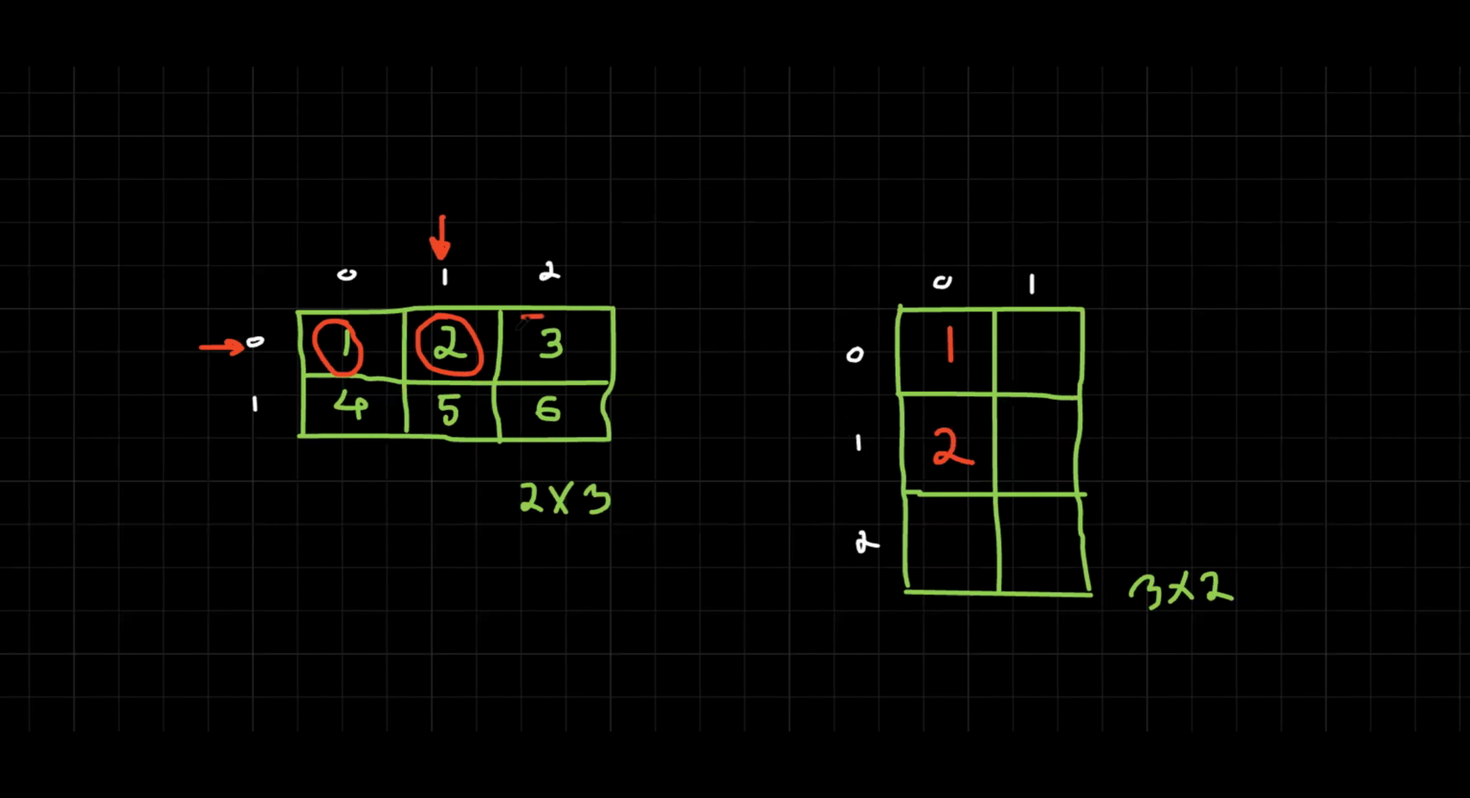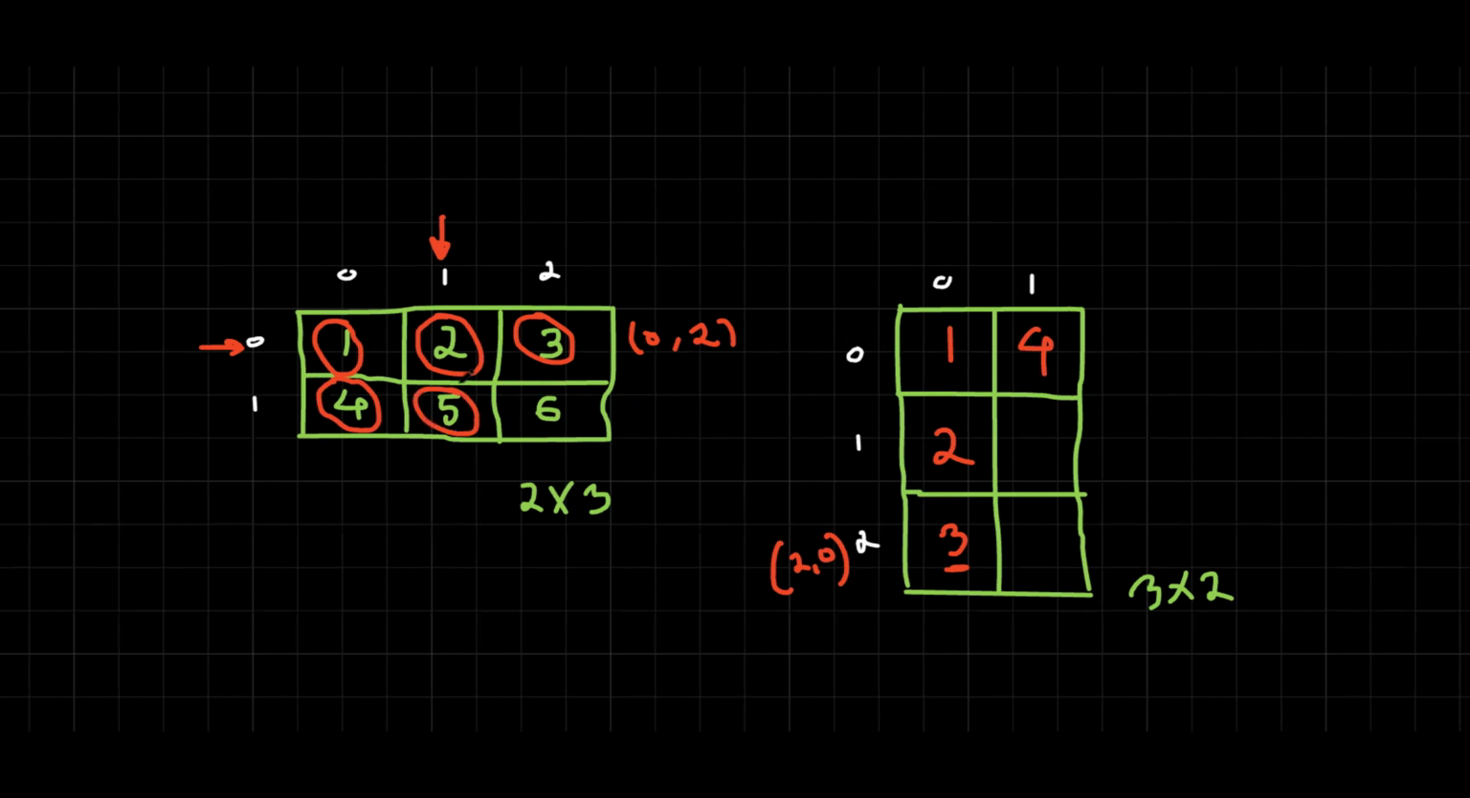Now here, for this element 3, it will stand here. So here, the row number of 3 will be 0 and the column number will be 2. But here, the row number will be 2 and the column number will be 0 for this element 3. That means the row and column will be swapped. Similarly, for this element 4, it has the number 1 as a row and 0 as a column. Now it will be number 0 as a row, number 1 as a column.